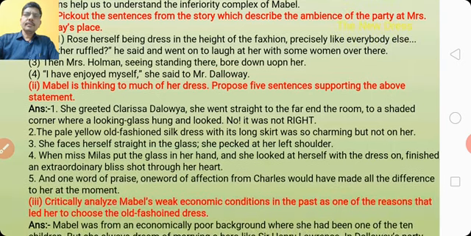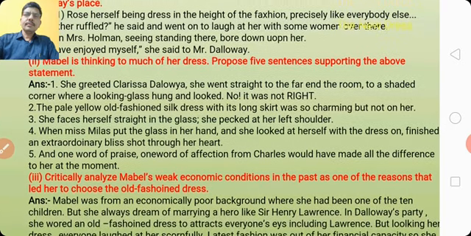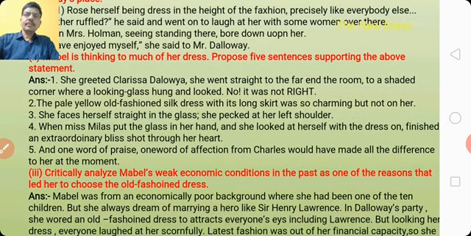Next question. Mabel is thinking too much of her dress. Propose five sentences supporting the statement. Let us see the first statement. She greeted Clarissa Dalloway. She went straight to the far end of the room to a shaded corner where a looking glass hung and looked. No, it was not right.